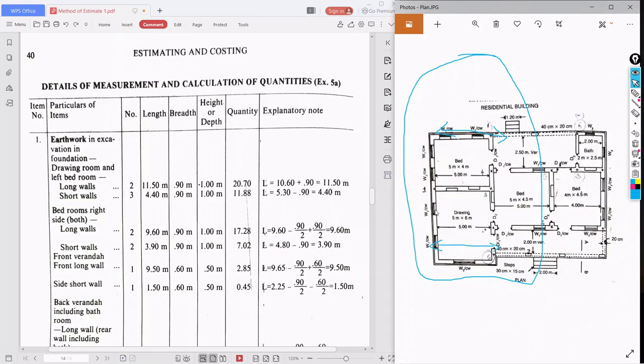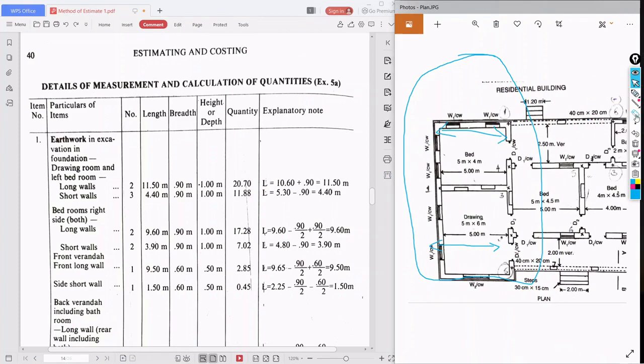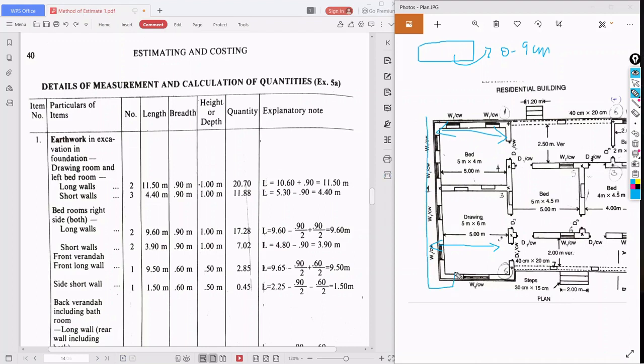See here. So 90 centimeter, right? We know the length, that is 10.60, and we have the width of the foundation. What is it? 0.9 meter. So here the full width of the foundation will be there, that is 0.9.